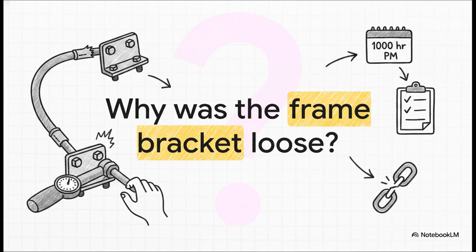Because the retaining bolts were not torqued to the OEM specification during the last 1,000-hour preventative maintenance. The mechanic relied on feel rather than using a torque wrench, and standard operational vibration just backed the bolts right out. The absolute root cause here isn't a broken hose. Actually, it's a procedural gap.